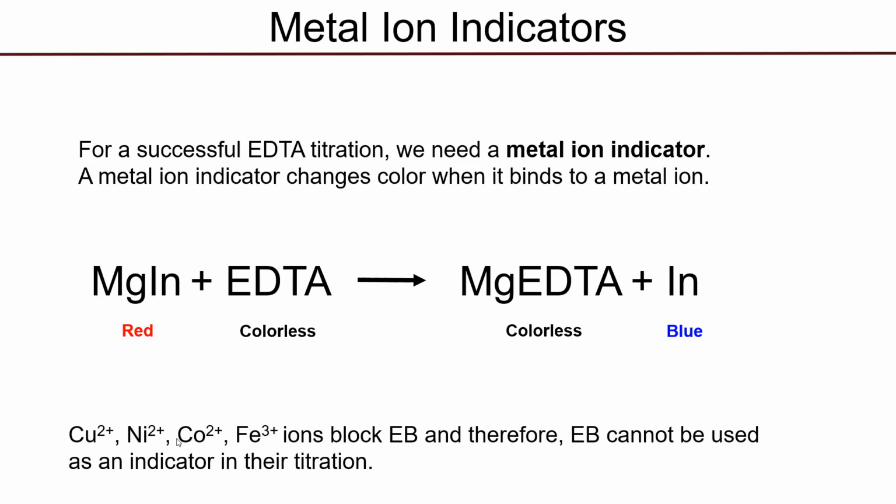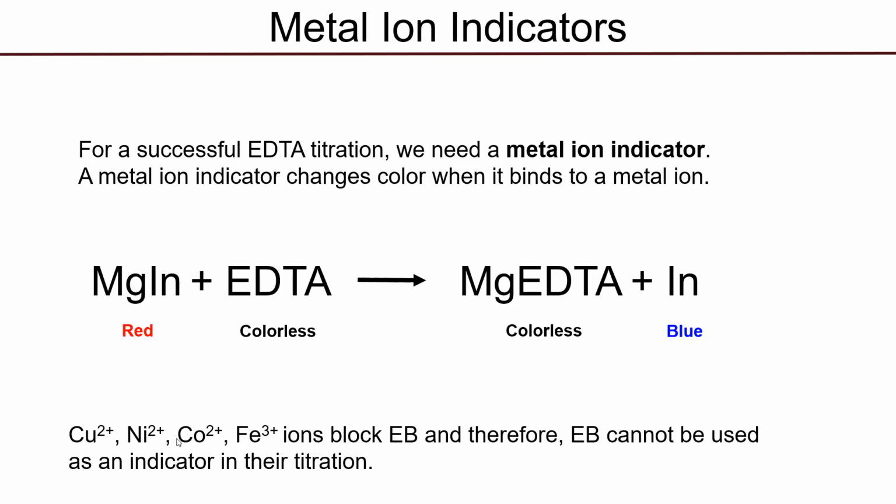So one thing you always have to consider when you're thinking about what indicator you're going to use in your EDTA titration is that you have to make sure that it binds to the metal ion, but binds weakly, and that EDTA will be able to displace the indicator stoichiometrically. Otherwise, you won't get a clean color change, and you won't be able to spot the endpoint just using a color change. You'll have to go to some other more sophisticated method for determining the endpoint of the titration.